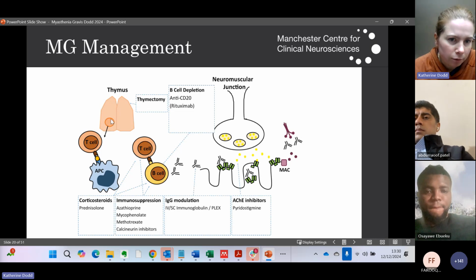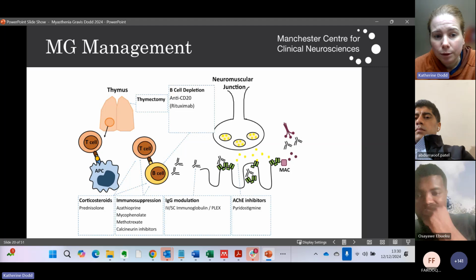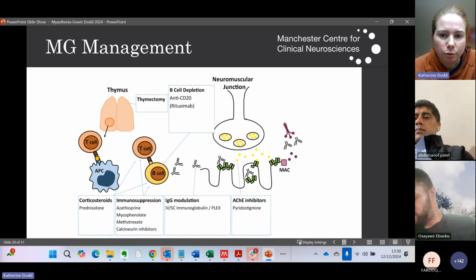If they're too old or don't want a thymectomy, or we've done that and they're still requiring high-dose steroids to keep things under control, then we'll move on to using a long-term immunosuppressive drug. So azathioprine is the only one that's licensed, but we are increasingly using more mycophenolate, methotrexate, maybe calcineurin inhibitors, to try and keep things under control. And then currently in the UK, we use for refractory disease, if these haven't worked, rituximab, so B-cell depletion with an anti-CD20, rituximab.